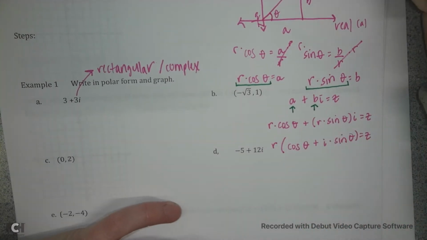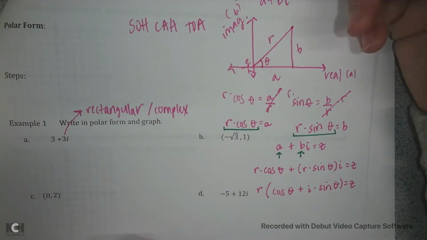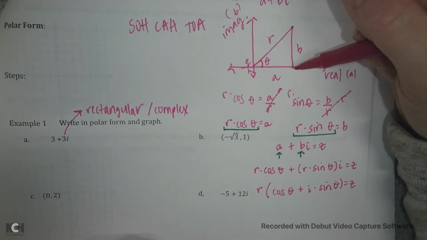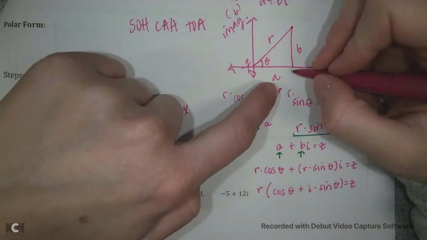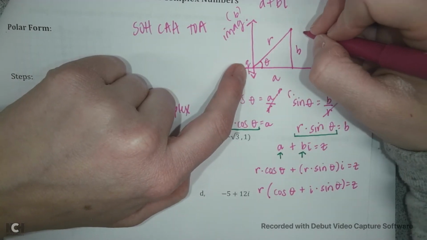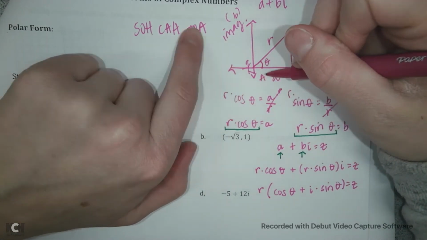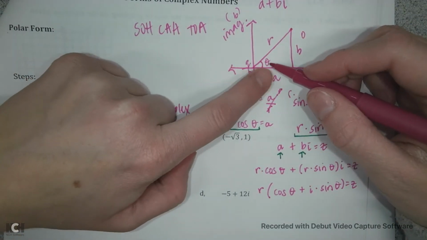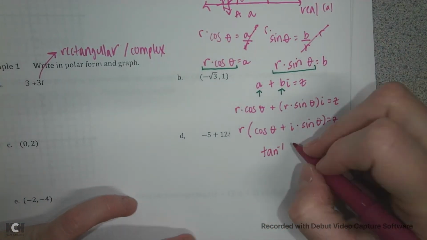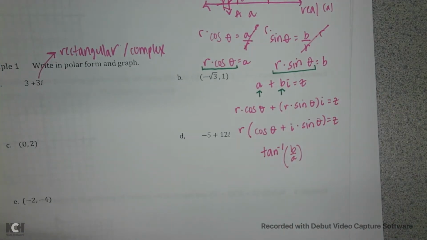So if I'm thinking about this again, and I'm trying to figure out what my theta is in relationship to my a and my b, the reason that I want to pick a and b is because I know what a is and I know what b is. So if I'm just talking about a and b, then from theta, I'm talking about my opposite and my adjacent. So when I have opposite and adjacent, I'm talking about tan. So in order to figure out theta, we want to do the inverse of tan, and then it's b over a, like that.